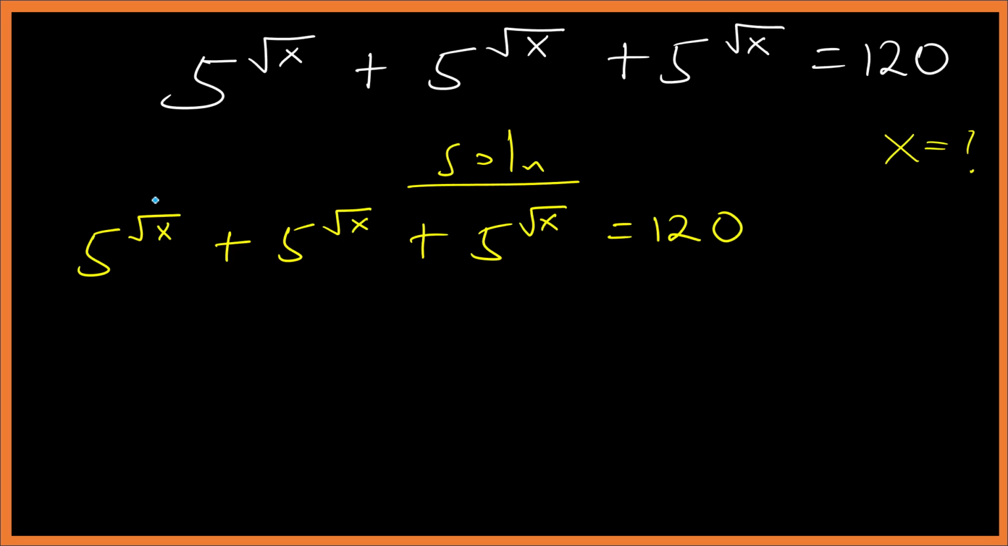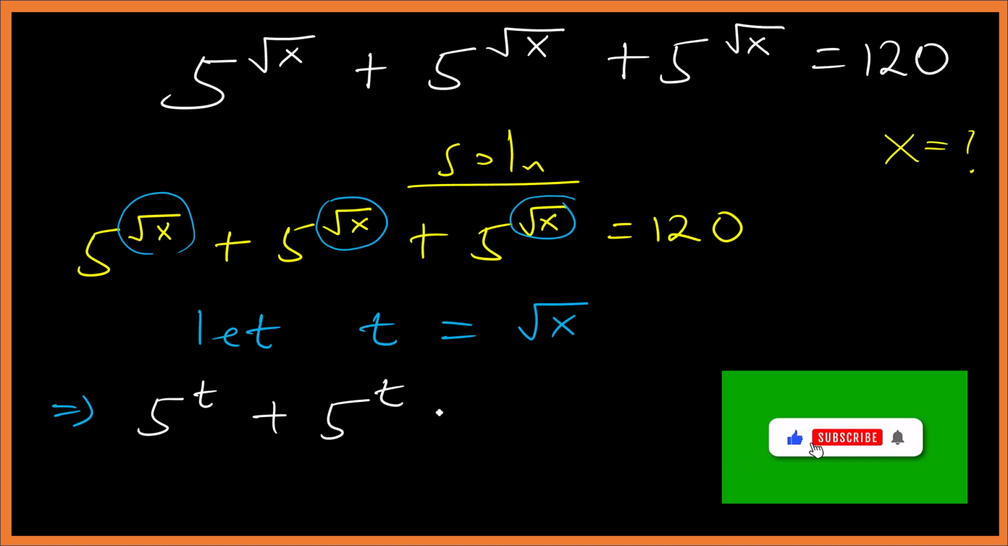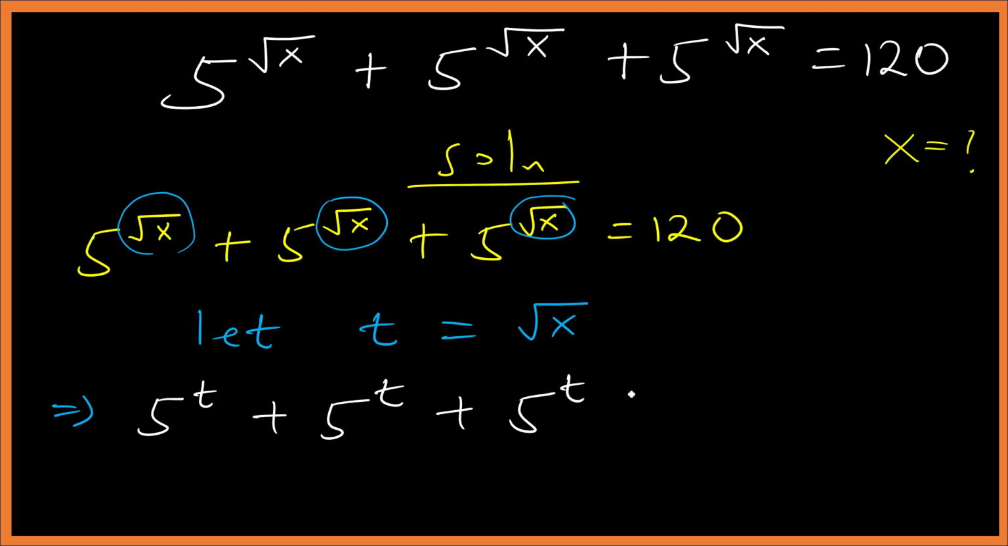because we have root x in common, okay, square root of x in common, let's take it out. So we should let a variable be square root of x. So in going back, this side will be 5 exponent t plus 5 exponent t plus 5 exponent t equals 120.